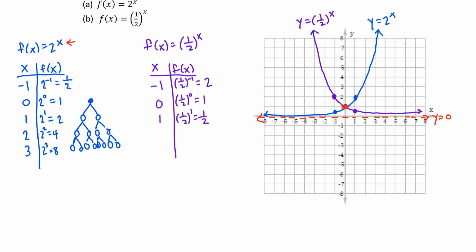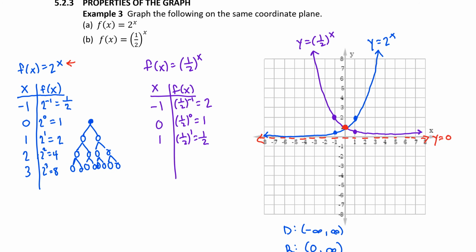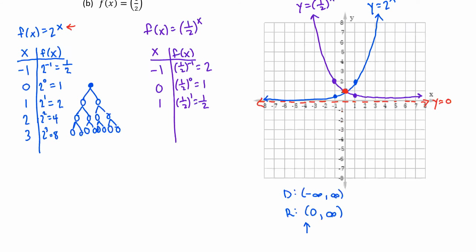In this case, if we look at both of these functions, the domain of both functions is negative infinity to infinity, and the range is 0 to infinity. Notice the parenthesis with the range. I'm not using a bracket there because the function levels out above the asymptote. It doesn't ever actually reach y equals 0. So those are two examples of basic exponential functions. One is increasing, the other one is decreasing, and all other exponential functions will be very similar to these.